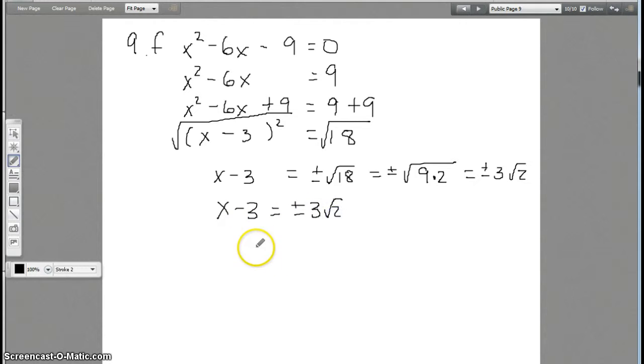Now, this is what x minus 3 is. I need to find out what just plain x is. So I'm going to add 3 to both sides, and then I'll have x equals 3 plus or minus 3 root 2. And that's as far as I have to take this. So once we get the right side to where there's a radical in it, and we've simplified the radical, and there's no fraction left, then we're done. So that's our answer for number 9, part F.